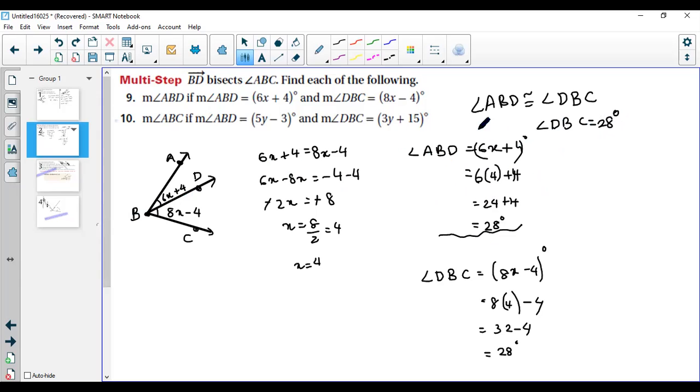So once you find the measure of one angle, you can find the angle measure of the other angle equally. So if you're doing this, fine, you can do it. It's not wrong, but simply you can write this statement and say that angle DBC is equal to 28 because they are bisecting. BD has bisected. Okay, so let's try question number 10.